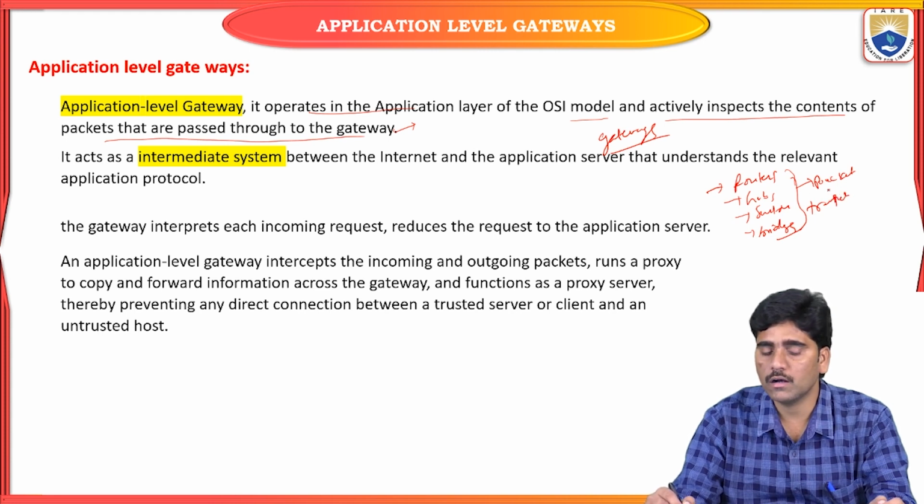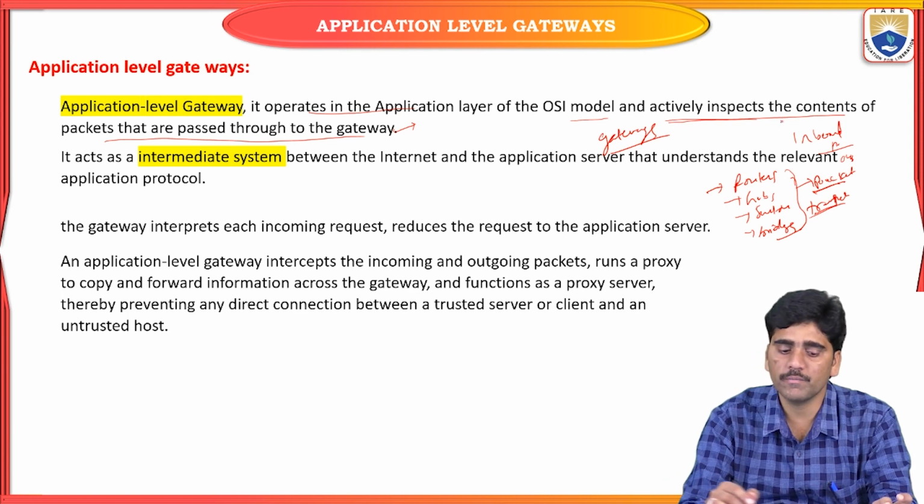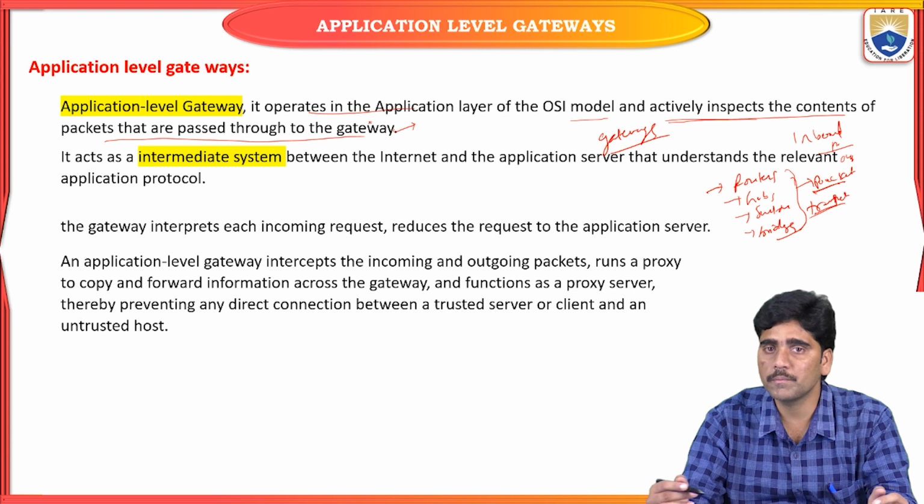Here the application level gateway inspects each and every packet, incoming or outgoing, which are the inbound packets and outbound packets. It actively inspects the contents of the packets passed through the gateway. All the packets are transmitted from one layer to another with the help of these devices. The other devices are not able to inspect whether the packets coming to them are correct or not, but the application level gateways inspect whether the packets being transmitted to this layer or that layer are correct or not.